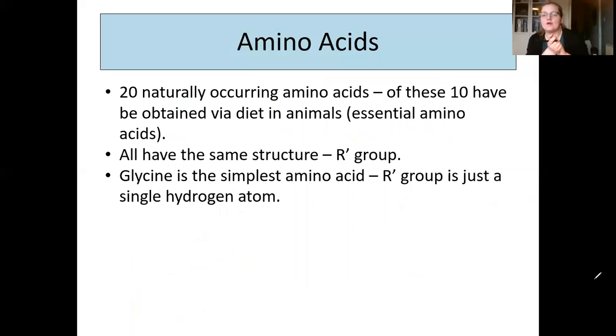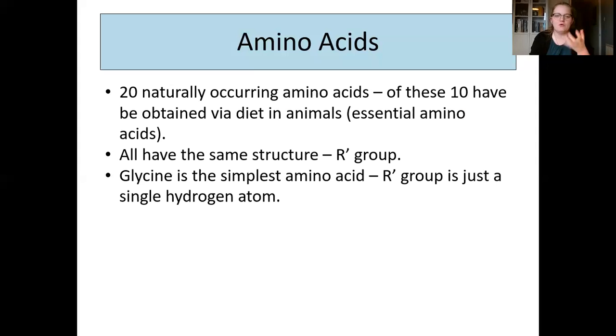10 of these we have to obtain via our diet in animals. These are what we call our essential amino acids. So these are the ones that we will get through specific foods. 10 of them we can make in our own body, but 10 of them we have to obtain via diet. So it's why when people go on all the time about having a really rich and varied diet, making sure that we're eating fruit and vegetables that have got vitamins and minerals in, they're really important because that is where we get lots of amino acids from.